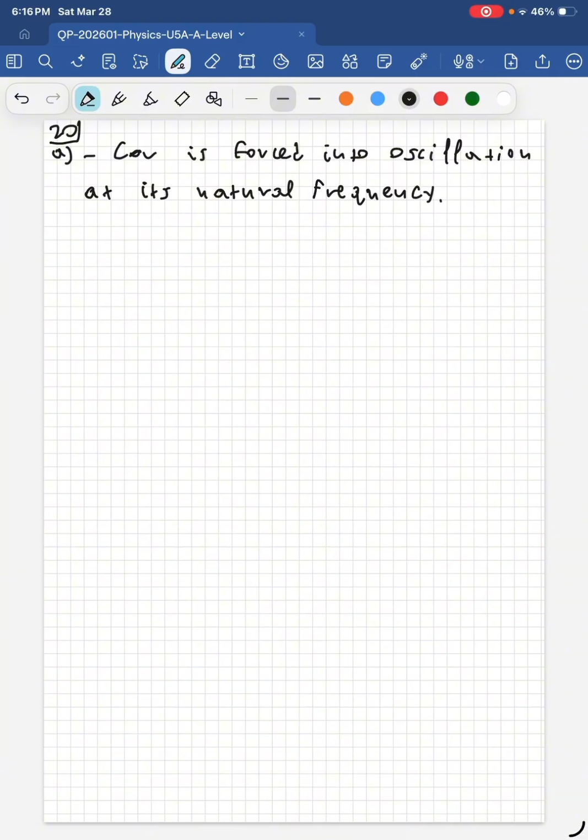Okay, and then since it's oscillating at its natural frequency, there is a maximum transfer of energy to the car. Okay.